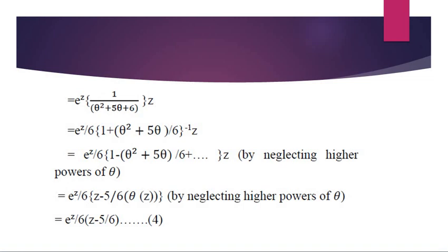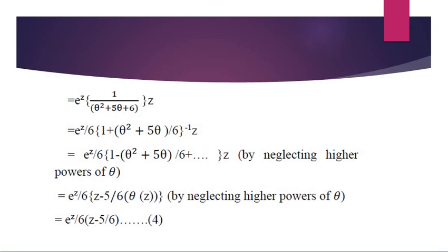By neglecting higher powers of theta, we have e power z by 6 into 1 minus theta squared plus 5 theta by 6 into z. Now we shall take z inside the bracket. Therefore, we have e power z by 6 into z minus 5 by 6 into theta of z.